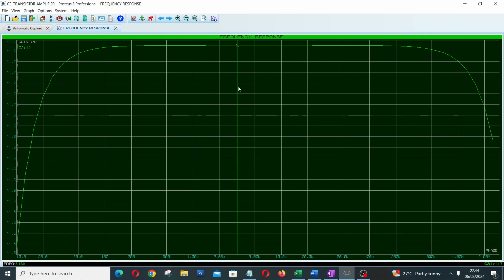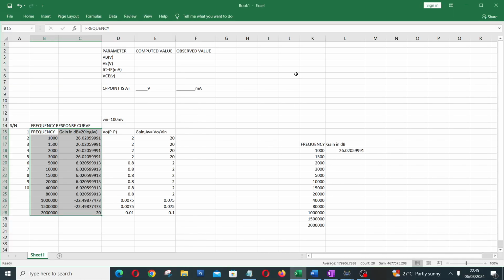0.707, which is the same thing as 70.7% of the peak value. For example, let's say I want to calculate, the peak value is 11.7 decibel. So 70.7% of that: 70.7 divided by 100 multiplied by 11.7. Let's see what that will give us.